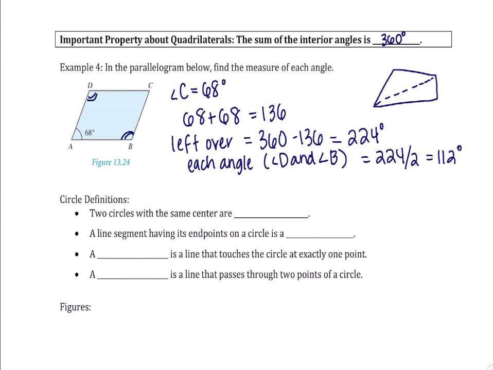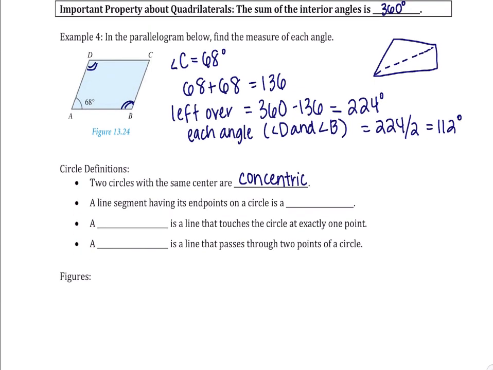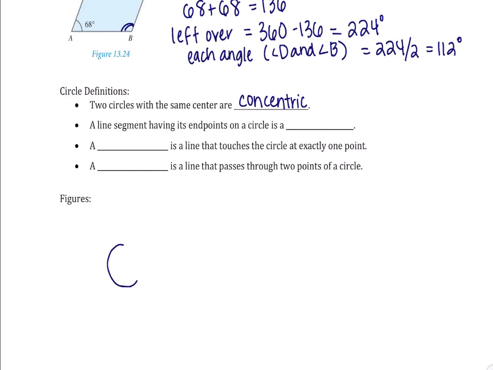Now let's move directions and start looking at circles. A few definitions that we need is that two circles with the same center are called concentric. And so that would look something like a circle with a center there, and then a larger circle with the same center. And if these were drawn completely correctly, the distance between the two circles would be constant.